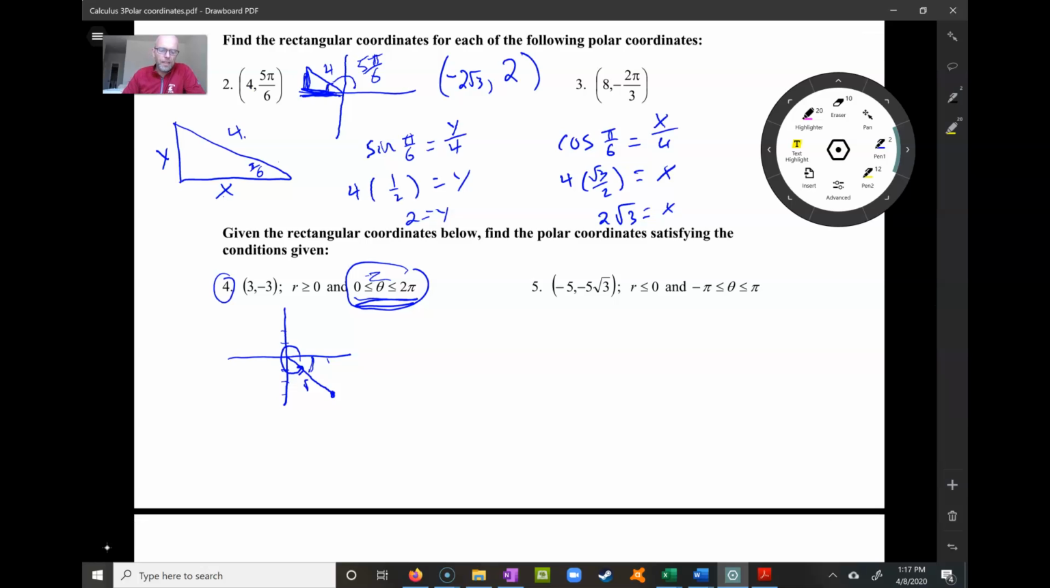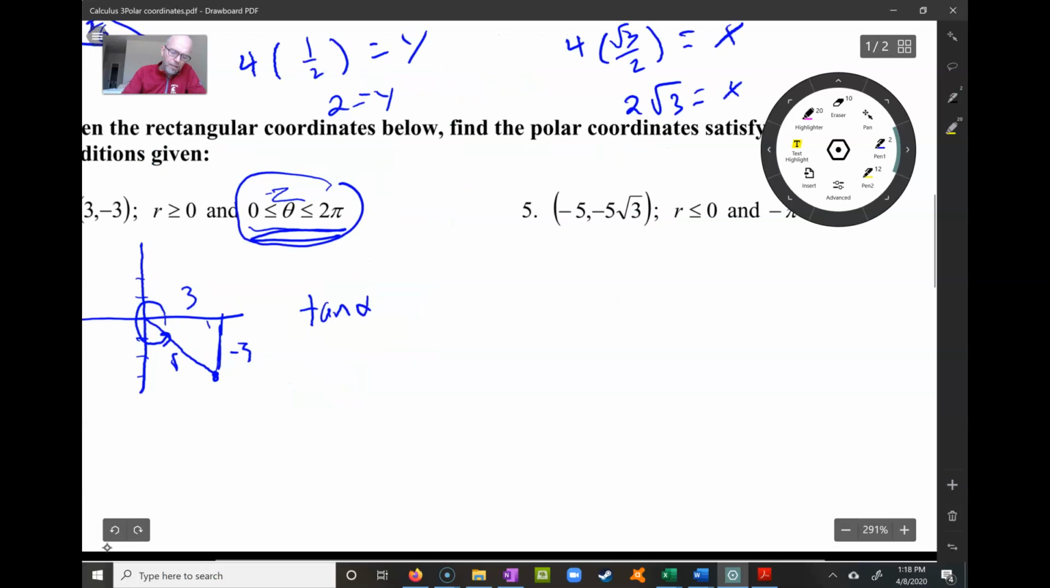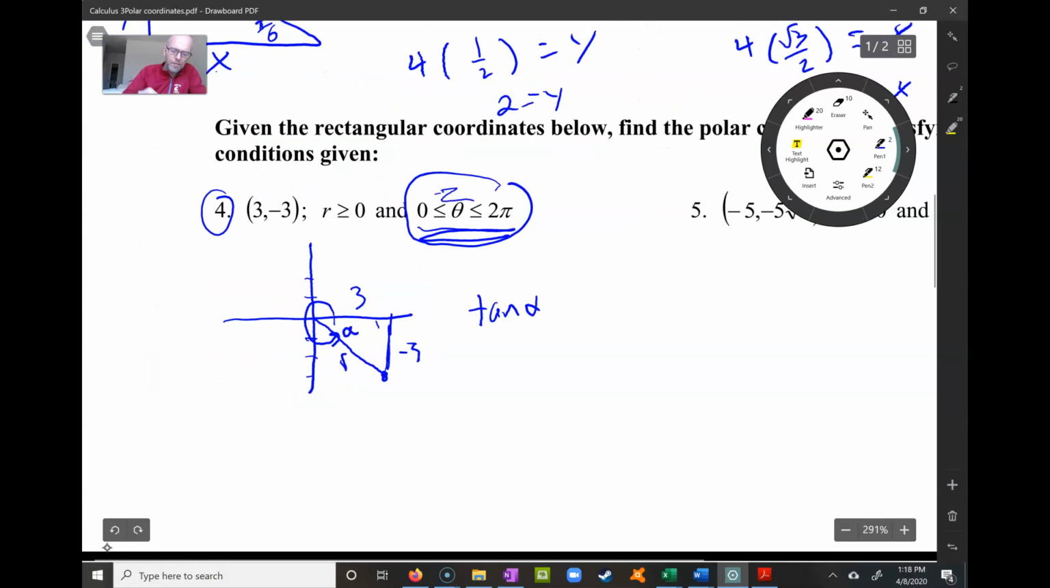Okay, so to find the angle, well, let's find this angle right here, actually. So we know that this is 3, and that's negative 3. So that means that tangent of alpha, we'll call this little guy alpha, tangent of alpha has to be equal to, and we'll forget about the negative for a minute, 3 over 3, which of course is 1. So we know that tangent of alpha has to be equal to 1. When is tangent equal to 1? That would be at pi over 4.